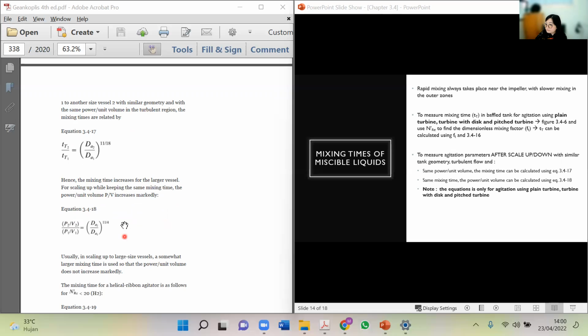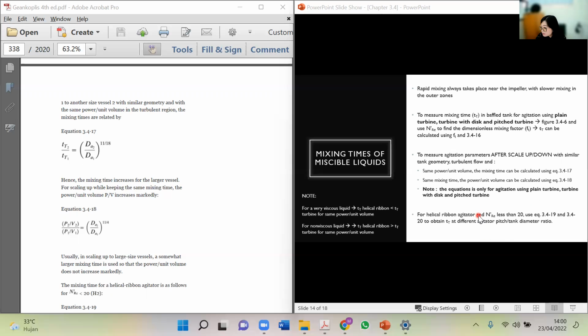These correlations can only be used for agitation using a turbine type of agitator, either a plain turbine, turbine with disc, or pitched turbine. Okay, I will go to the next one.